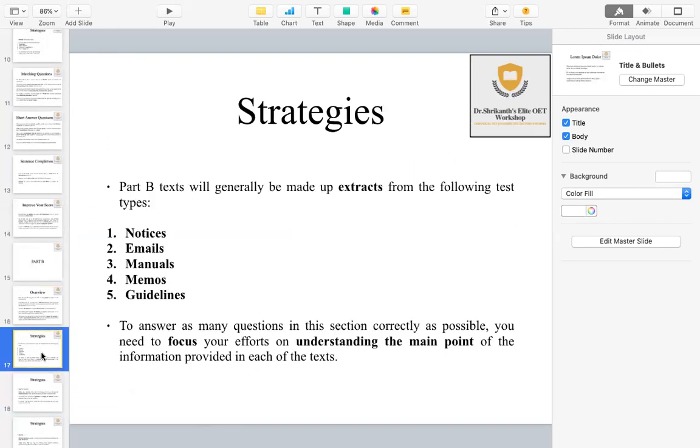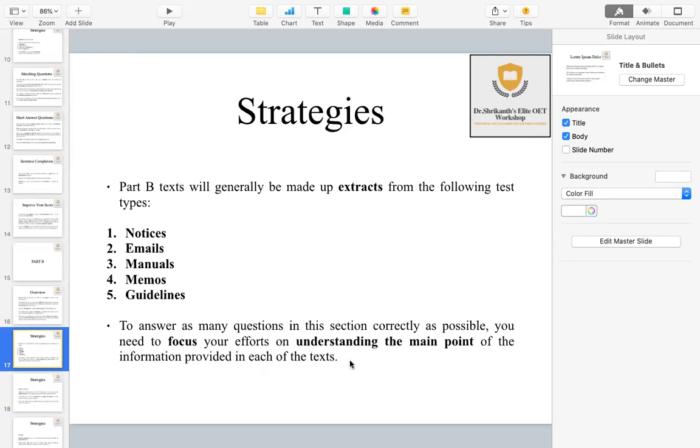So let me give you certain strategies regarding part B of the reading. As I mentioned before, part B will generally be made up of extracts from the following text types. You can expect the passages to come from notices or emails, manuals, memos, and guidelines. All this information is specifically designed for healthcare professionals. These are things healthcare professionals need to read. So there is no patient conversation or patient symptoms, just medical terminology. This is a little bit advanced compared to part A of the reading module.